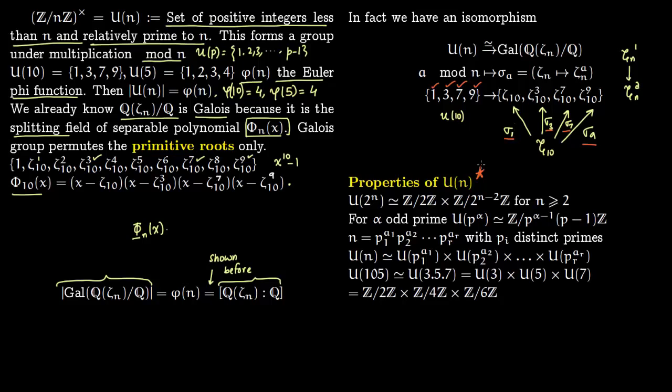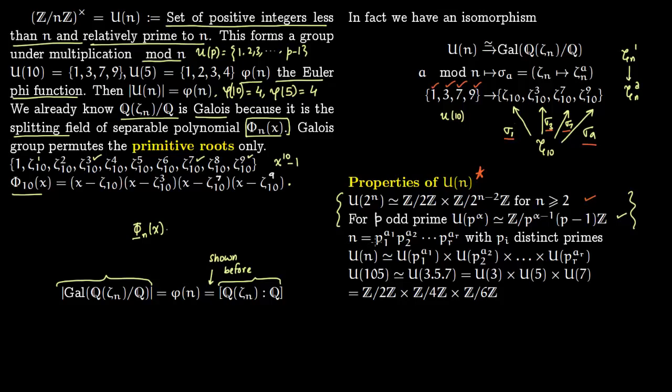So let us recall some properties of U(n) which are generally covered in an elementary course on group theory. U(2^n) is not cyclic: it is Z/2Z times Z/2^(n-2)Z for n greater or equal to 2. For p an odd prime, U(p^alpha) is Z/p^(alpha-1)Z times Z/(p-1)Z. So these are formulas which are important to remember. You can find them in most textbooks on group theory.